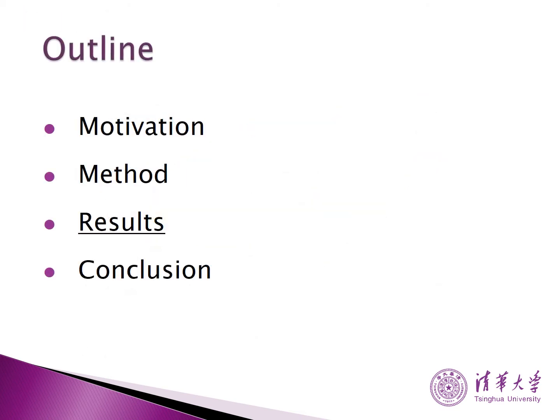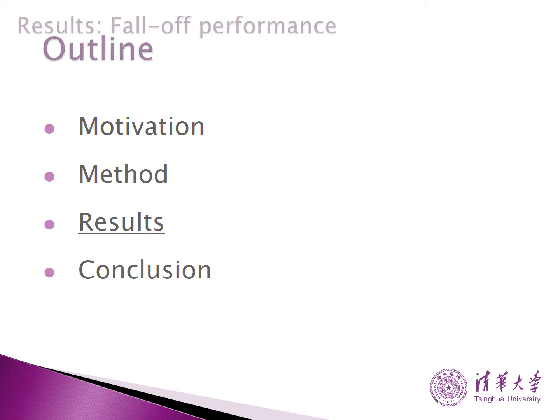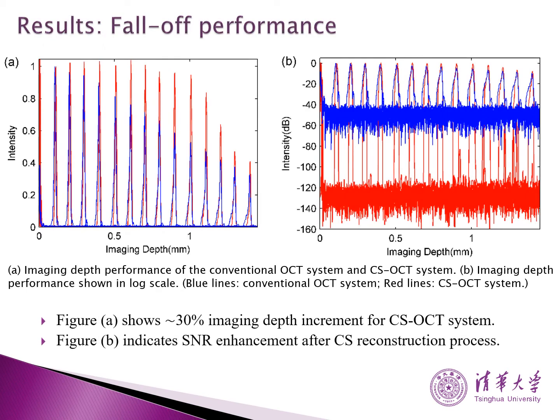Now the results. We use a mirror as the sample to test the system performance. Compared to the conventional OCT system, the compressed sensing OCT system with the smart CCD camera has better performance, both in imaging depth and signal-to-noise ratio enhancement.